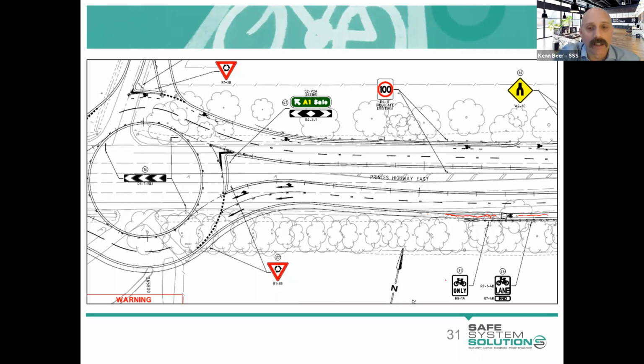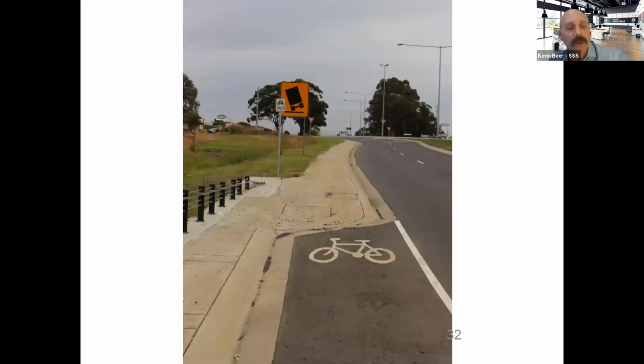So yes, you can see they've got a cyclist only sign, end cyclist lane. So trying to get the cyclist off here. So let's have a look at that as built. And there it is. You're approaching that. Now this is, the design's been built, off it goes.